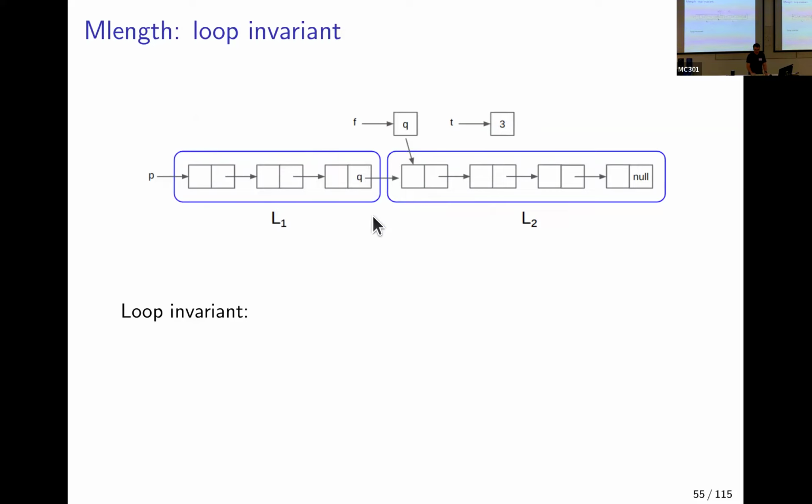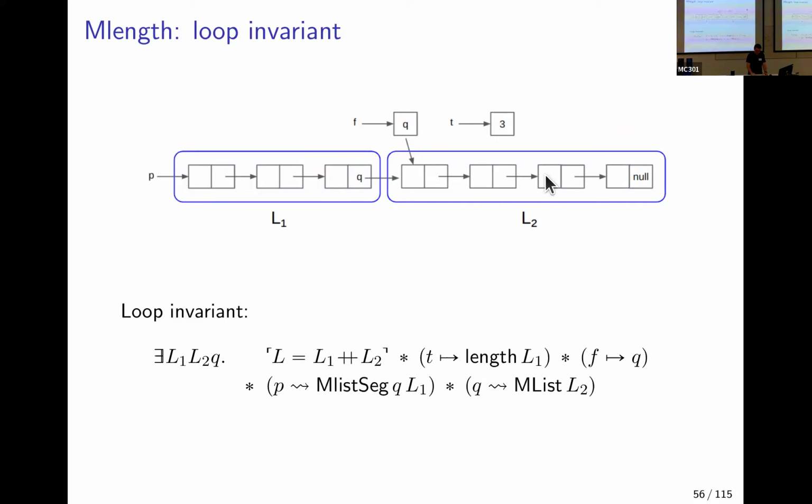So the idea is that we want to be able to describe not an entire list, but just a segment of a list. So we'll have to invent something that looks like this. P points to L1, but it does not end on null, it ends on Q. And the Q does not belong to the domain of L1. It's just a value inside it. However, Q points to the start of L2, and this is a regular representation predicate on lists. So the invariant would look like this, and then we're able to complete the proof.